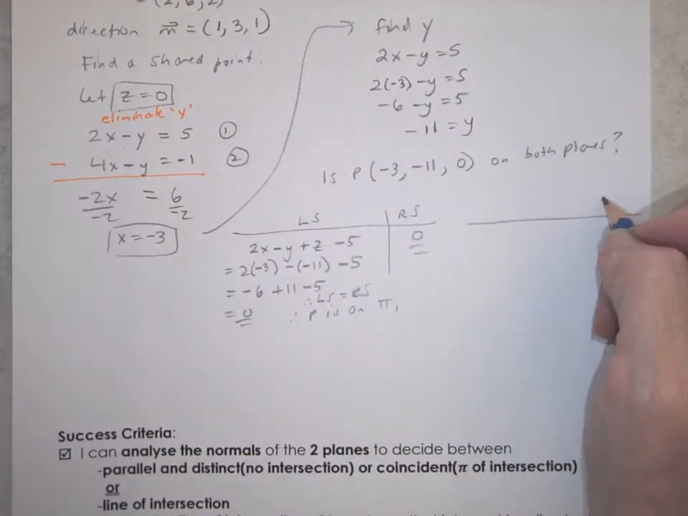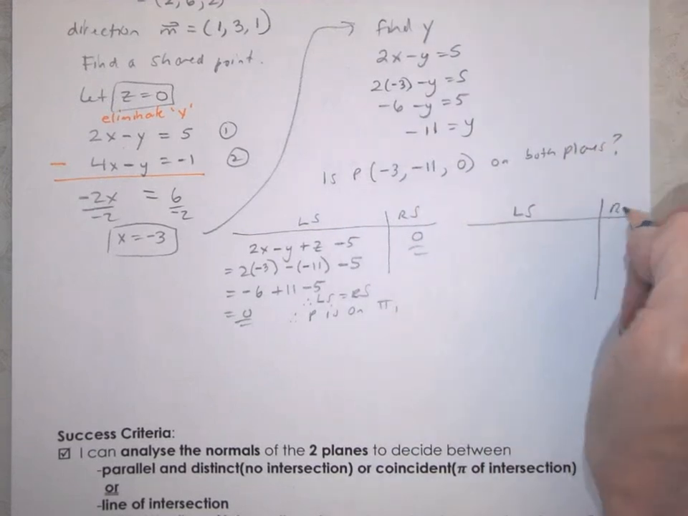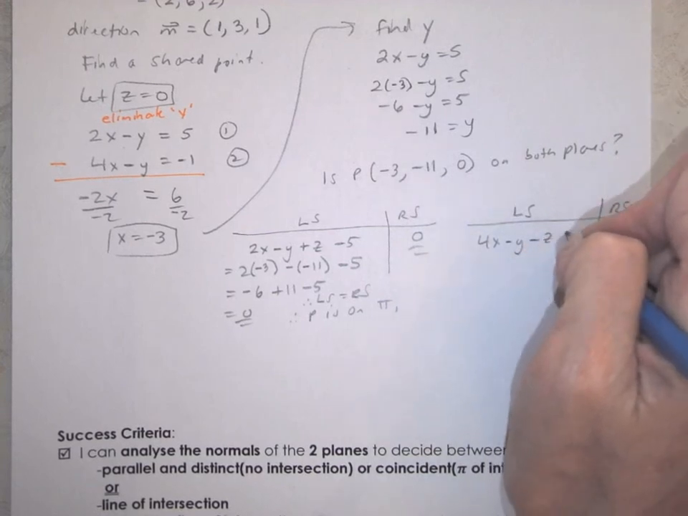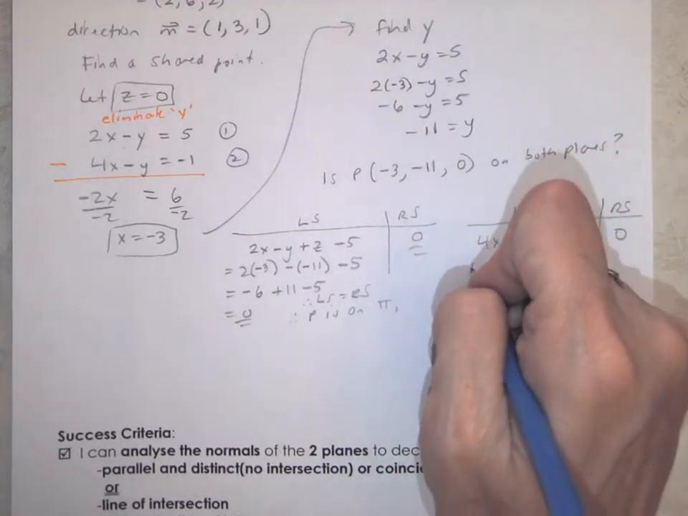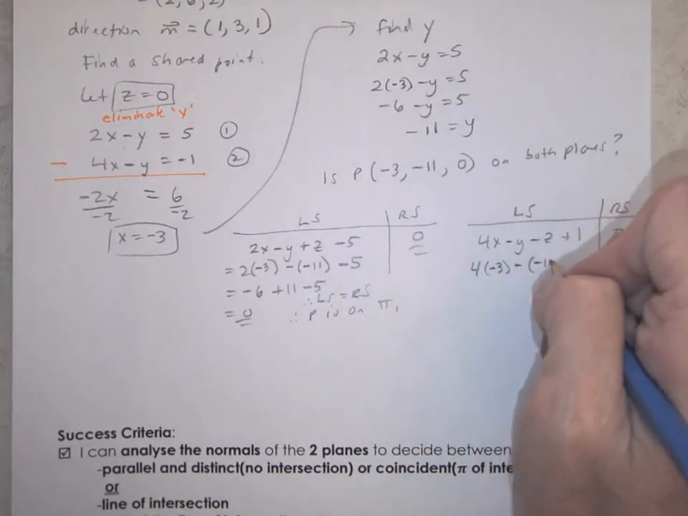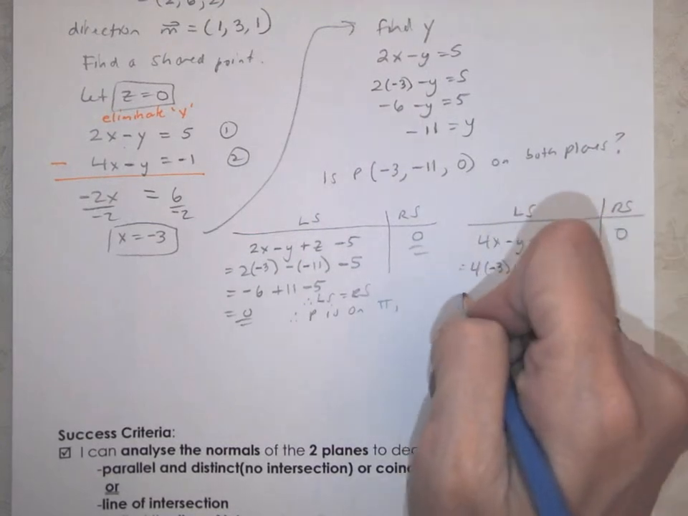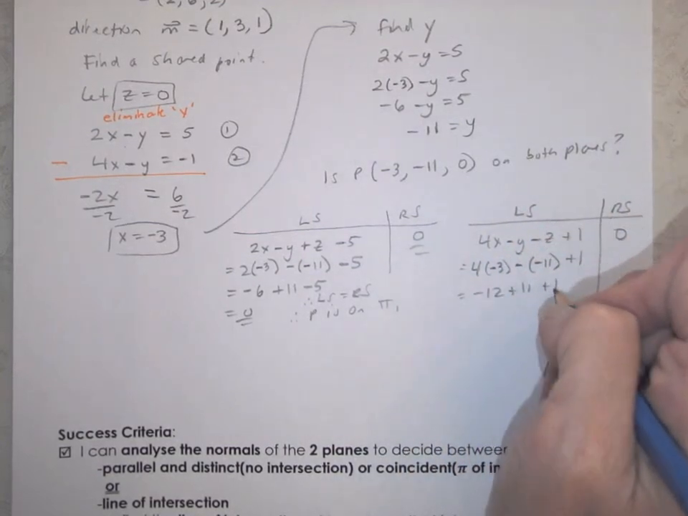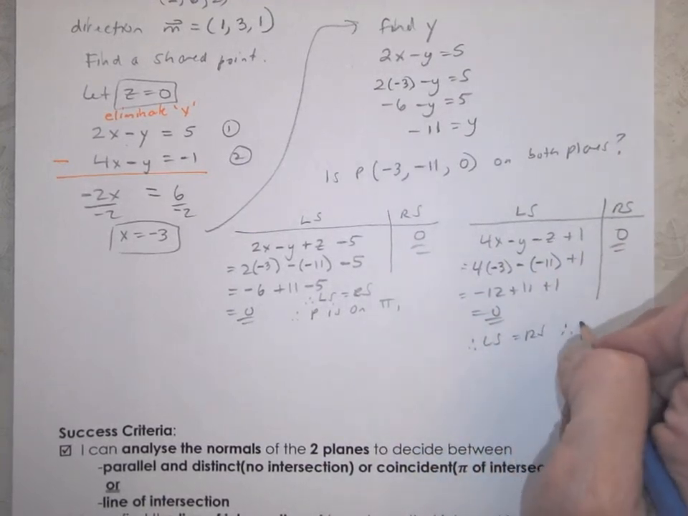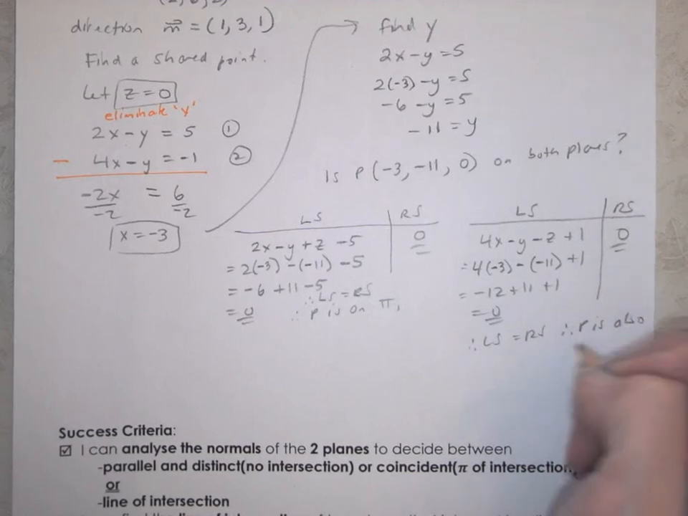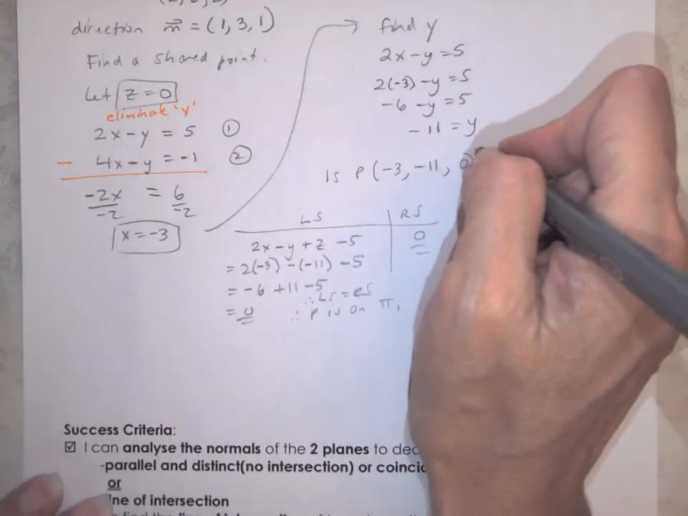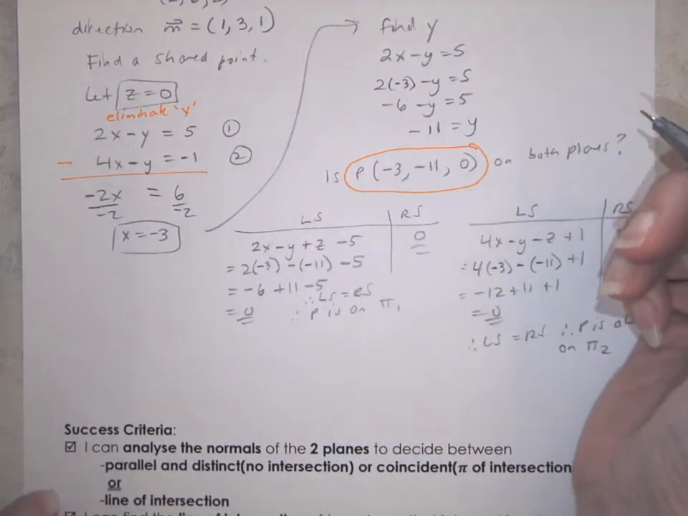And then I'm also going to do the same thing for the second plane, which is 4x minus y minus z plus 1 equals 0, where x is -3, y is -11, z is 0. And again, I get 0, so therefore left side equals right side. Therefore, P is also on pi 2. So we know that this is a shared point. It's on both planes, so it has to be on the line of intersection.